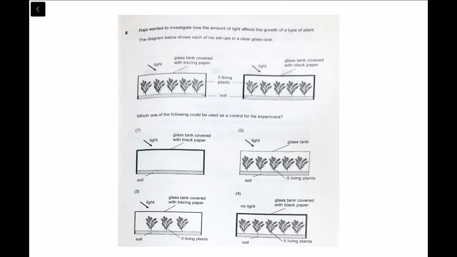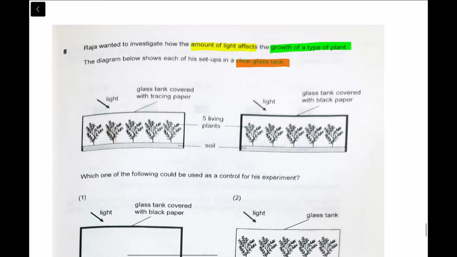Raja wanted to investigate how the amount of light affects the growth of a type of plant. The diagram below shows each of his setups in a clear glass tank. First, let's look at the question stem. We are given three main things. First is the aim of his experiment, which is to investigate how the amount of light affects the growth of a type of plant. This is his main aim. He has identified the changed variable, which is the amount of light, and we are given the measured variable, which is the growth of a type of plant.